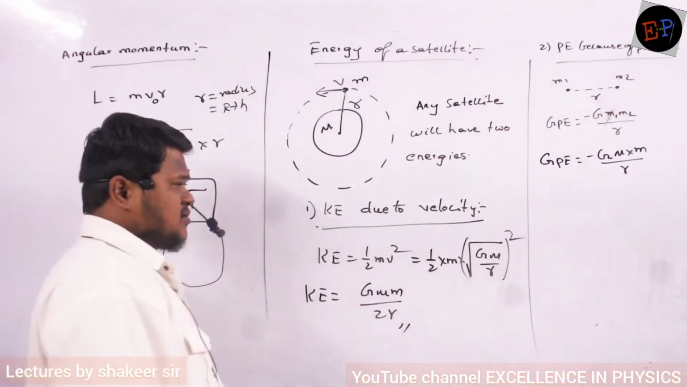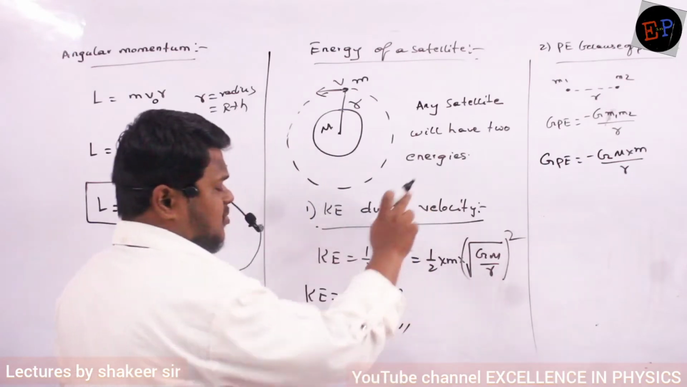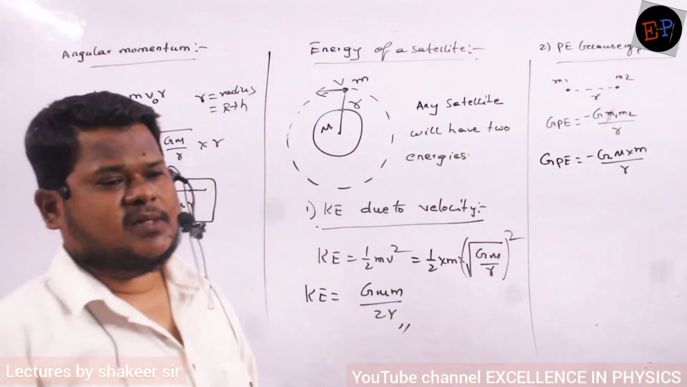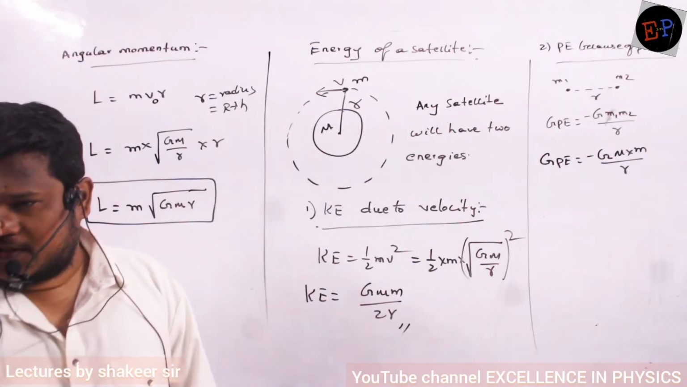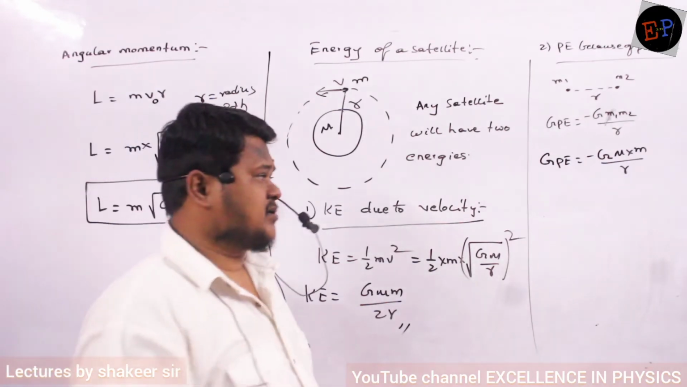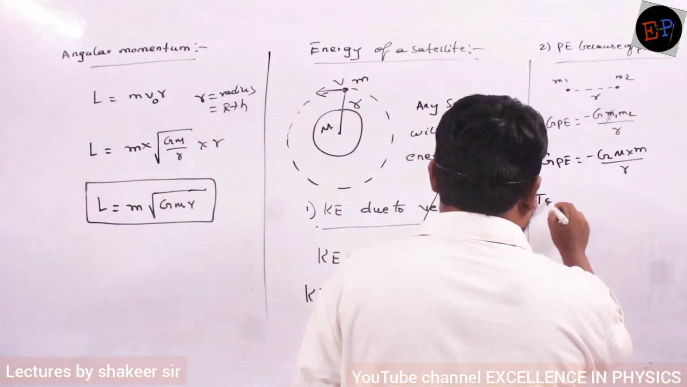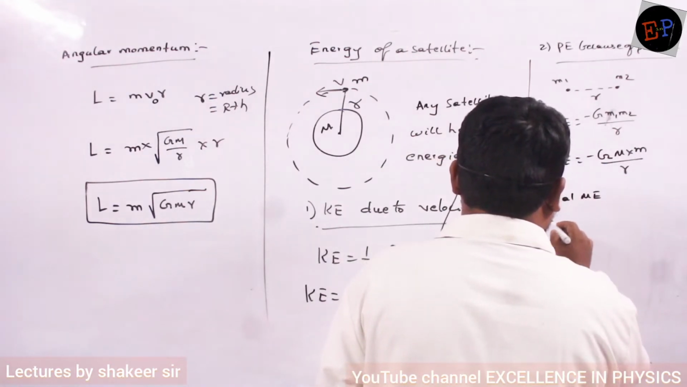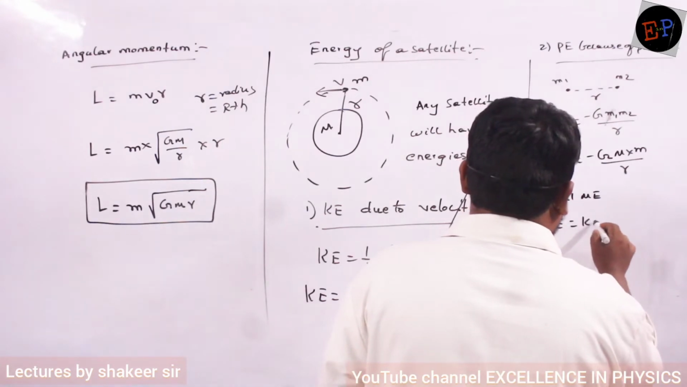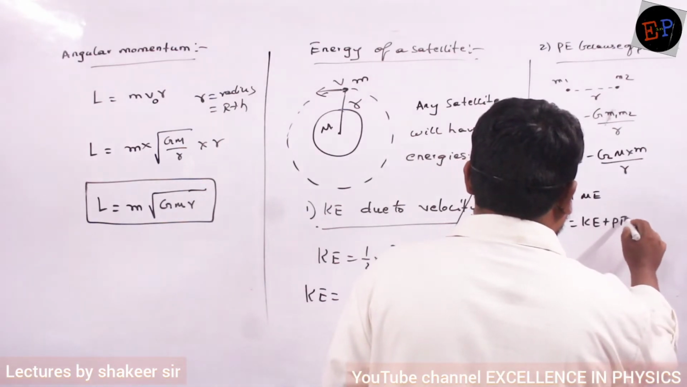Understood? So the sum of kinetic energy and potential energy is called what? Mechanical energy. The sum of kinetic energy and potential energy is nothing but mechanical energy. So the total mechanical energy, you can write, is the total energy equal to the sum of kinetic energy plus potential energy.